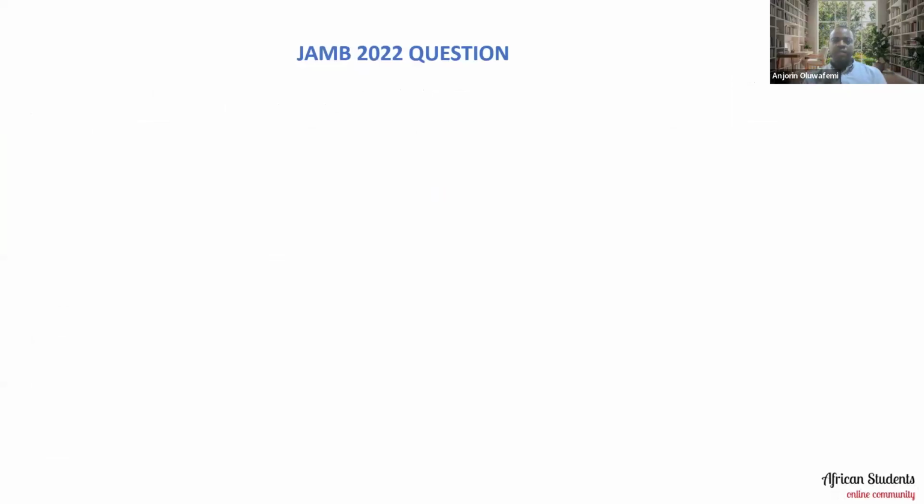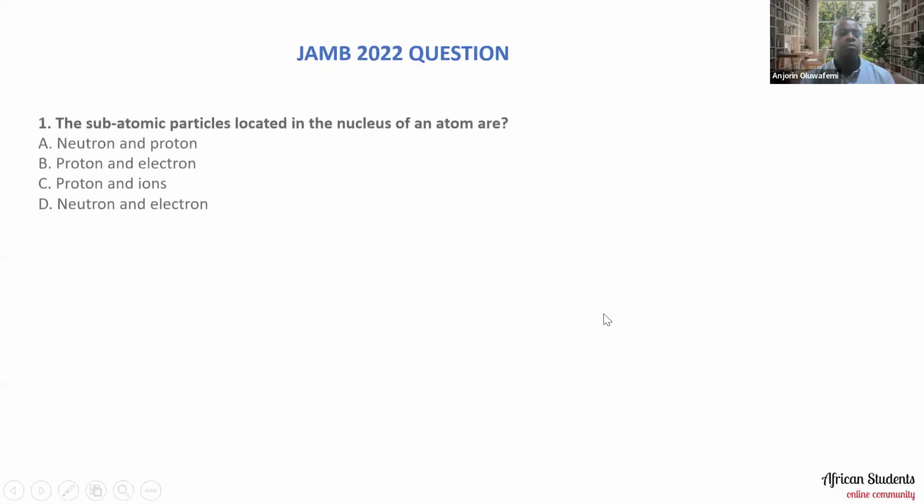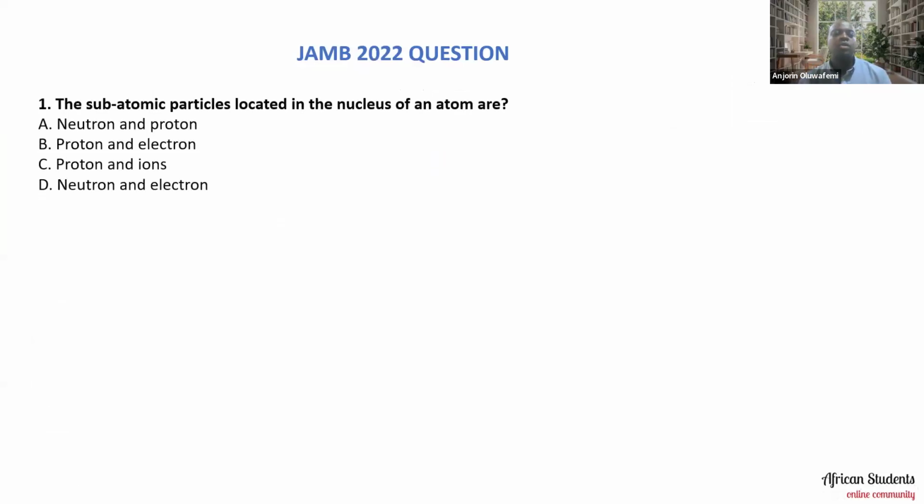Okay, so we want to look at the 2022 question now. In looking at the 2022 question, we start off with the first question, which is this. The subatomic particles located in the nucleus of an atom are, is it neutron and protons? Is it proton and electron? Is it proton and ions? Is it neutron and electrons? So the answer to this one is actually A, neutron and proton.